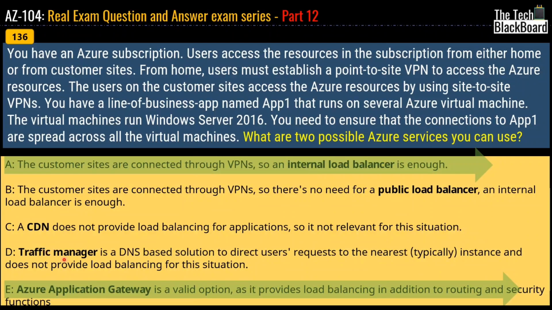And for the traffic manager, a traffic manager is a DNS based solution to direct user requests to the nearest instance and does not provide load balancing for this situation. And coming to option E, we have Azure Application Gateway, which is a valid option as it provides load balancing in addition to the routing and security functions. I hope this clarifies the reasoning behind picking option A and option E as the correct answers.